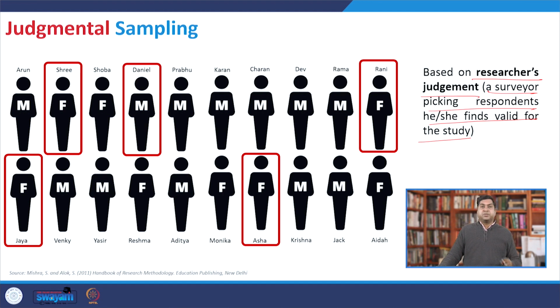Especially for expert selection, for an expert opinion survey, or in a focus group or stakeholder survey, we can go for this kind of judgmental sampling, where I know that Sri, Daniel or Jaya or Asha or Rani can, in this particular case, answer my questions.